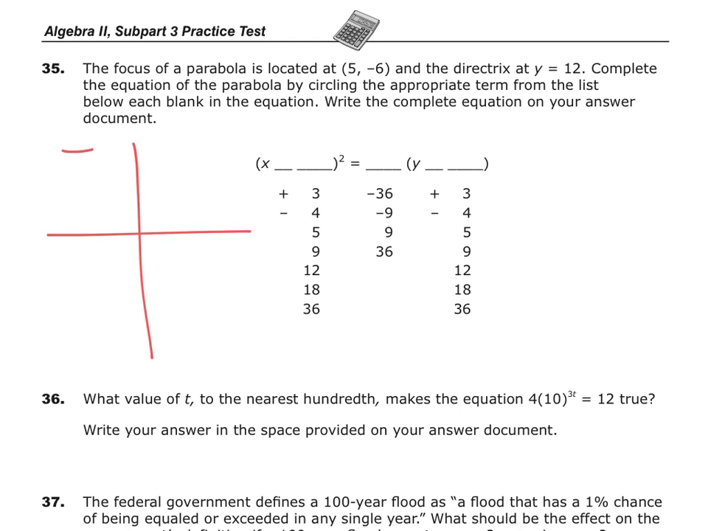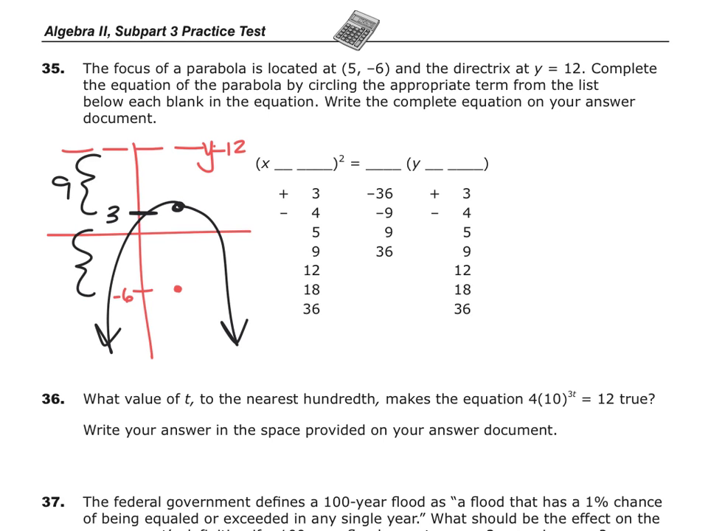The first thing you're going to do is plot your directrix at y equals 12. And then we're going to plot our focus at 5, -6. Remember, we need to find the point that is halfway between, and it's going to loop around this focus point. So I know that means it's going to open somehow like this. Halfway between -6 and 12 is going to be at 3, because that is 9 away in each direction, so that's halfway between. So this point is now going to be 5, 3.